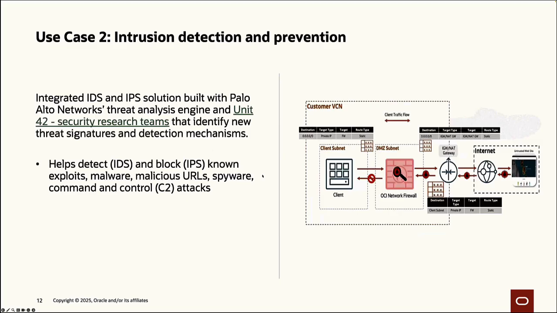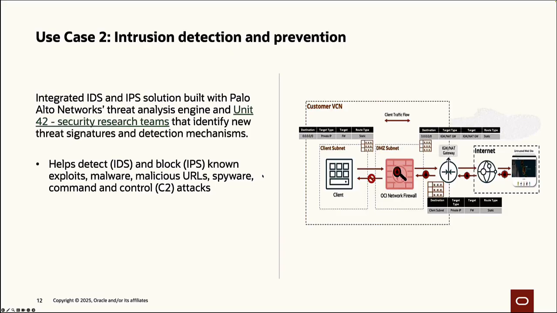Okay, the second use case is intrusion detection and prevention. As I mentioned before, the network firewall is powered by Unit 42 from Palo Alto. So we have the signatures based on the latest threats, and this helps detect and block known exploits and malware.